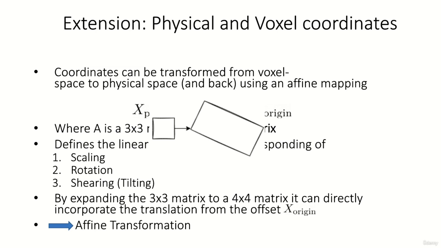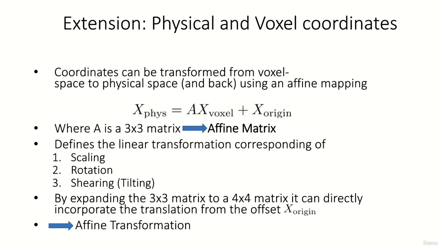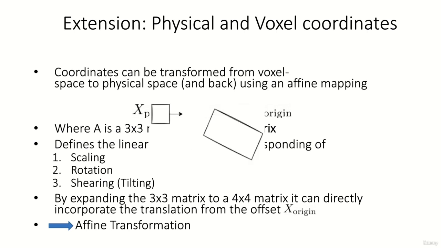However, for the sake of convenience, we can expand the 3x3 matrix into a 4x4 matrix, which allows us to directly incorporate the translation from the offset x origin. The combination of these four transformations then forms the so-called affine transformation. In the subsequent programming lecture and corresponding Jupyter notebook, you will learn more about how to transform between voxel and physical coordinate space and why the trick of expanding the 3x3 matrix into the 4x4 matrix actually works.